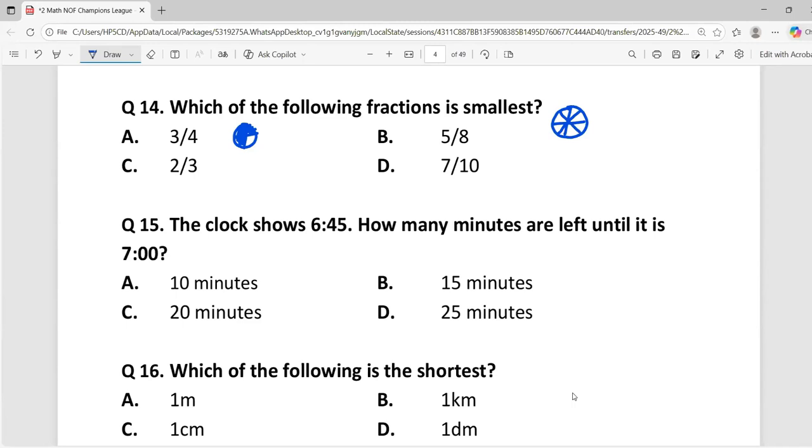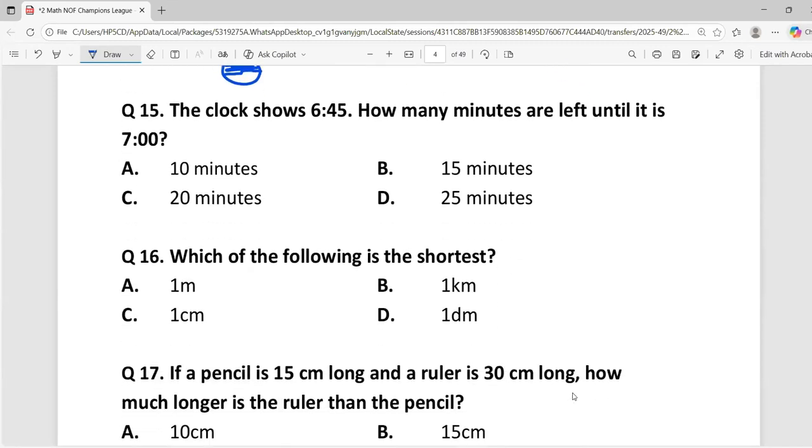2 by 3 is 2 out of 3 slices. So if we have 2 out of 3 slices, 1, 2, 3, and we have taken 2, it is also more than half but less than 3/4. And 7 by 10, it's 7 out of 10 slices of pizza, so almost 3/4 we have taken. So we can choose B, that is 5 upon 8 is the smallest fraction over here because it is less than half.